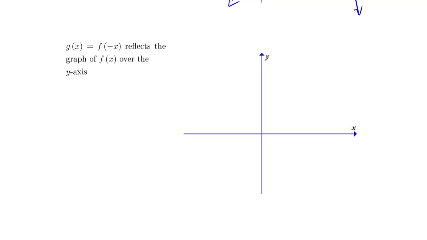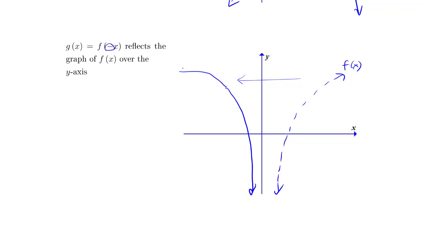Whereas if I apply the negative directly to the x inside, that's going to flip it over the y-axis. So if I had something that looked, say, like this originally, then this is just going to get flipped this way now, and it's going to look something like this. So that is f of negative x. Okay, so those are the two reflections. Let's see some examples.